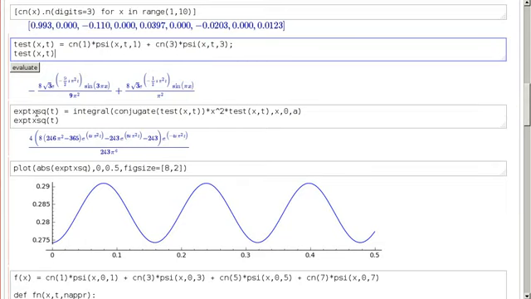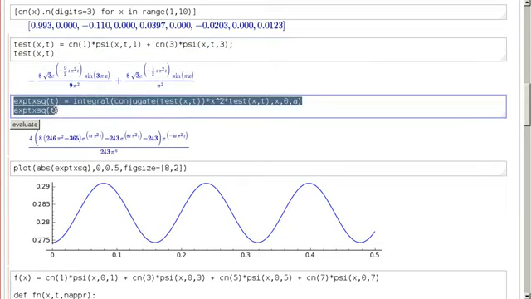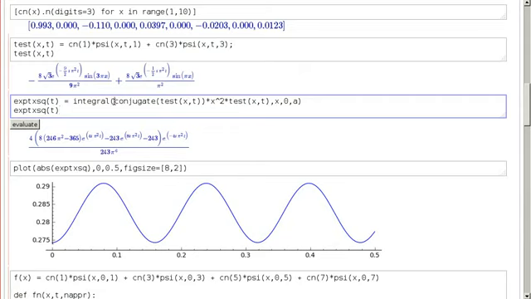The expected value of x squared here is then the integral of the conjugate of my test function times x squared times my test function, integrated from 0 to a. And Sage can do that integral. It just gives you this. Sage can also plot what you get as a result. Now you notice Sage has left complex exponentials in here.